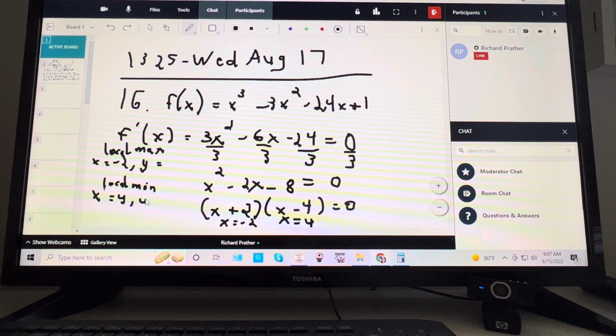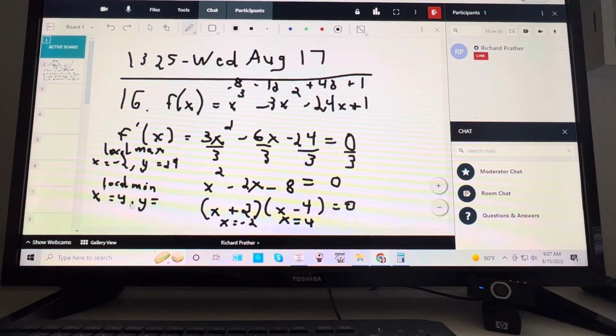But the key thing for that is you plug these critical numbers back into the original function. You don't plug them into the derivative function. In fact, if you did plug them into the derivative function, both answers would be 0, because that's why they were critical numbers. So we need f of -2. -2 cubed is -8. -2 squared is 4 times -3 is -12. -2 times -24 is +48 plus 1. 49 minus 20 is 29.